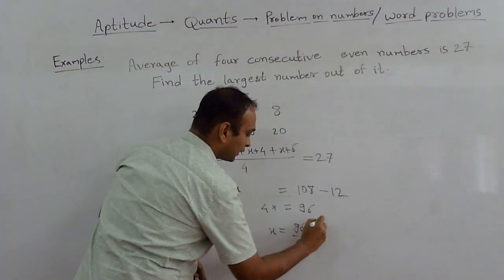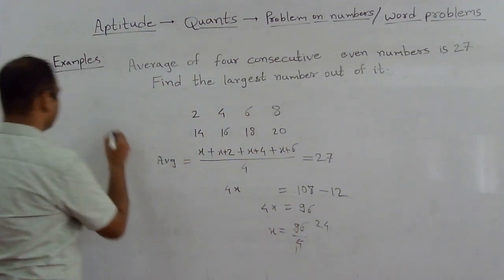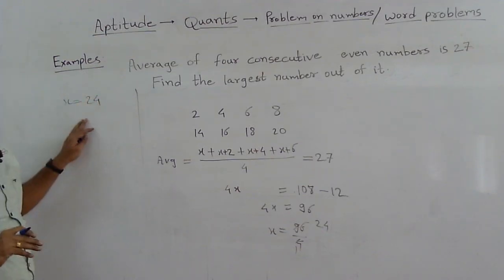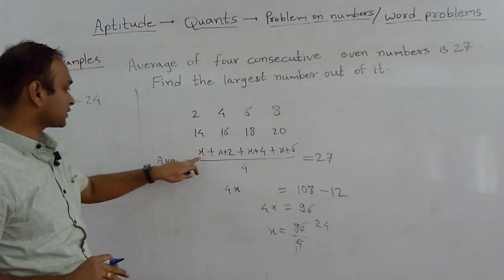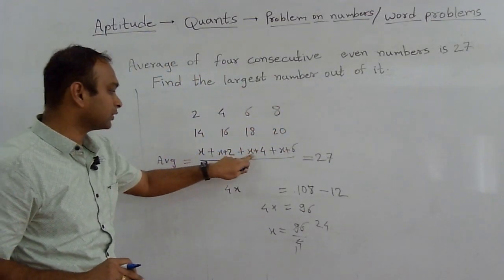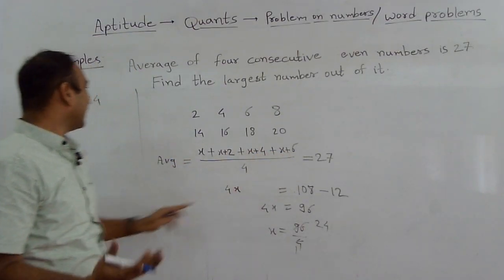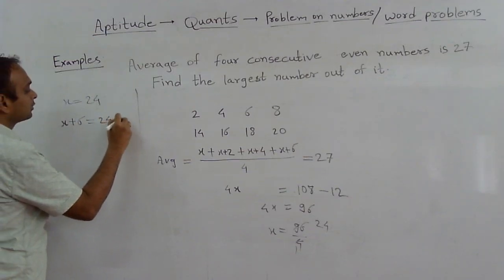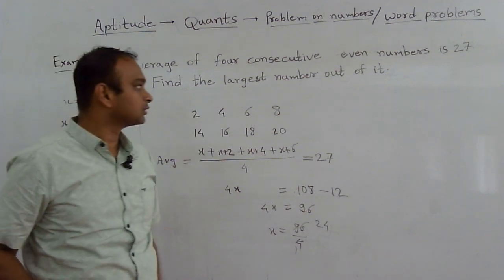4 1s are 4, 4 2s are 8, 1 is remaining, 4 4s are 16. So x is 24. I will write it down here. x is 24. We get the value of x as 24. Now we have to find out the largest number out of it. So our first number was x, second was x plus 2, third was x plus 4, fourth was x plus 6. So obviously the largest number will be x plus 6, and since x is 24, the largest number will be 24 plus 6, which is 30, and this is the right answer for this question.